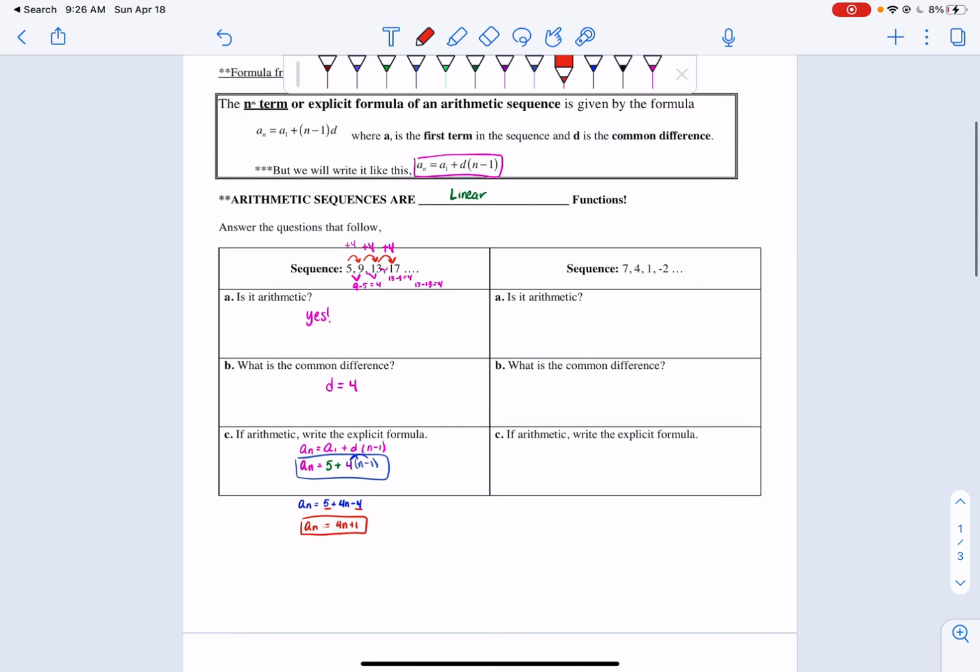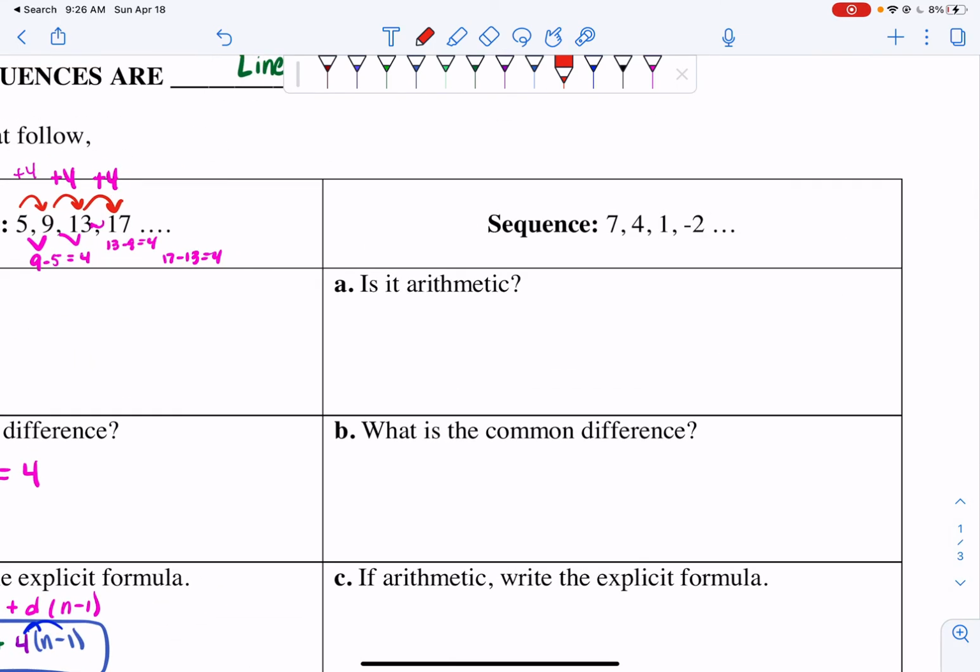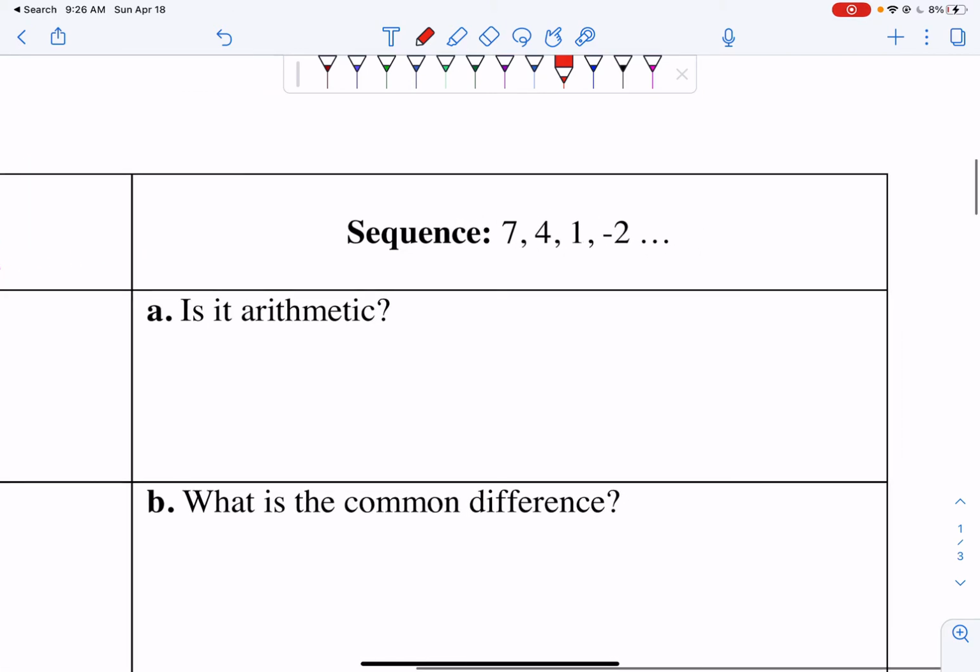Now let's go on to our next set of problems. In this sequence, we have 7, 4, 1, negative 2. The first question says, is it arithmetic? Well, you have to figure out what you're going up or down by. When I go from 7 to 4, I go down 3. 4 to 1, down 3. 1 to negative 2, down 3. So I'm going down 3 each time. So this is arithmetic.